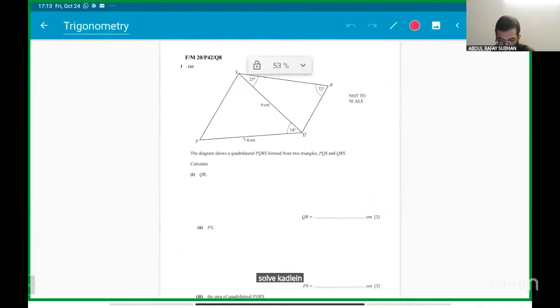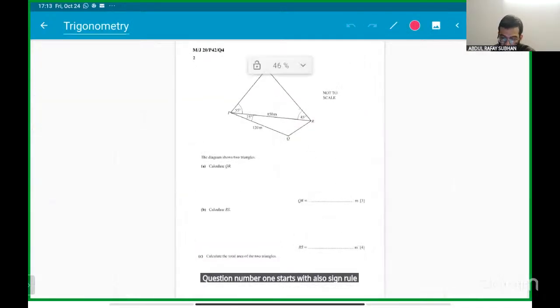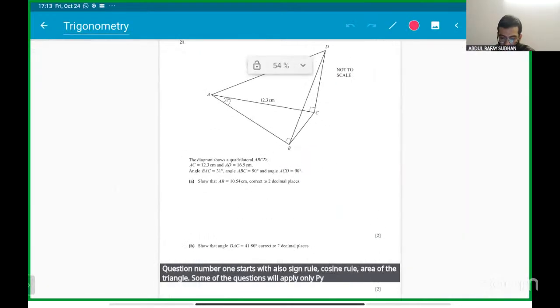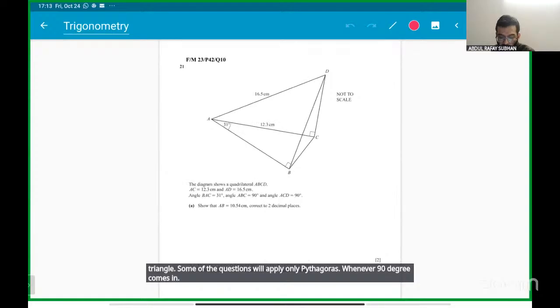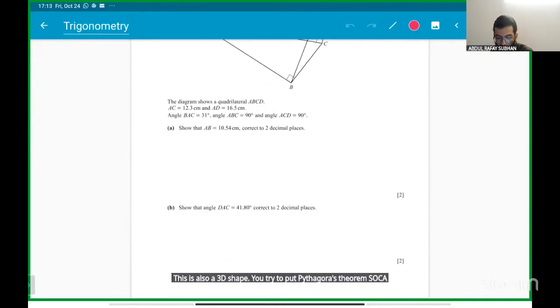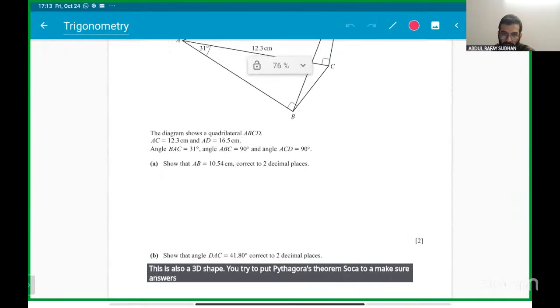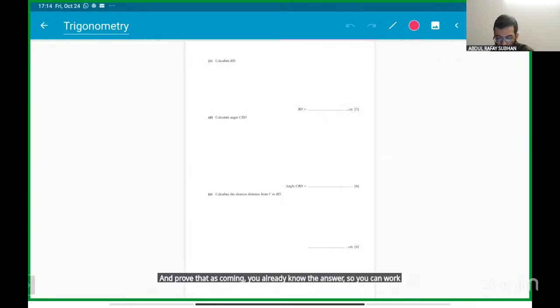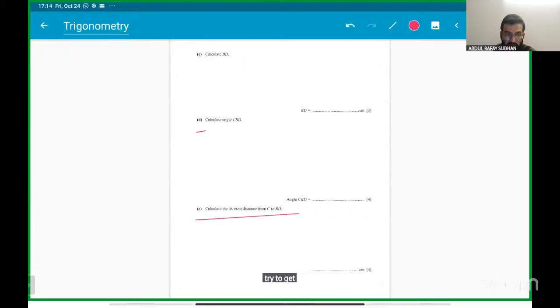Question number 1 also starts with sine rule, cosine rule, area of the triangle. Some of the questions will apply only Pythagoras. Whenever 90 degrees comes in, this is also a 3D shape, you try to put Pythagoras theorem, SOHCAHTOA. The best thing about these questions is that whenever show that and prove that comes, you already know the answer, so you can start with these questions as well. Try to get shortest distance, angle.